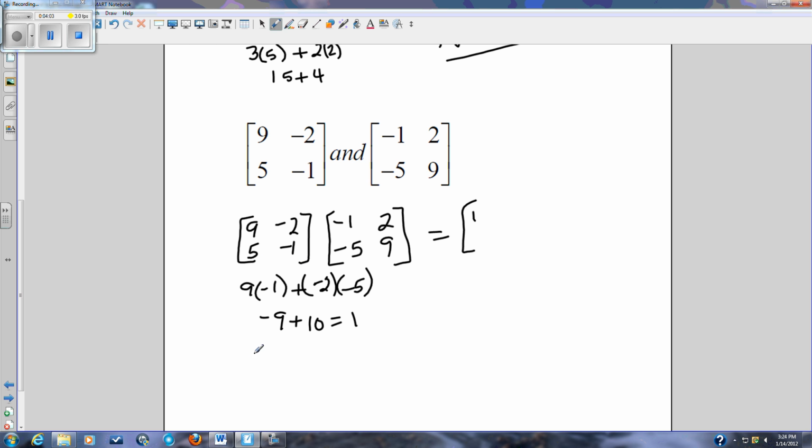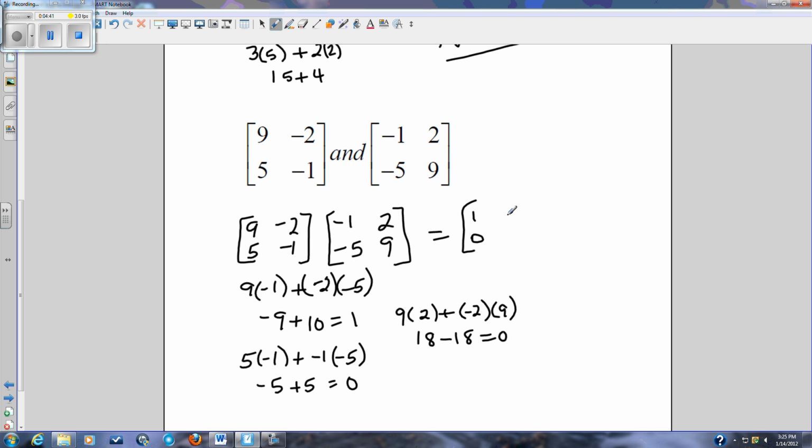Let's take the second row times the first column. So we have 5 times -1 plus -1 times -5. So we get -5 plus 5, and that gives us 0. Okay, so things are looking good. That is what we would have in an identity matrix. So let's continue. We have first row times second column, so we have 9 times 2 plus -2 times 9. We have 18 minus 18, which gives us 0. That is what we would normally have in an identity matrix.